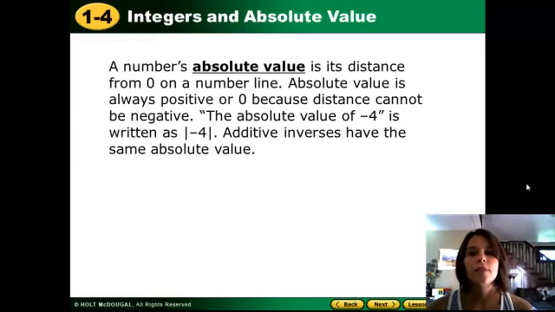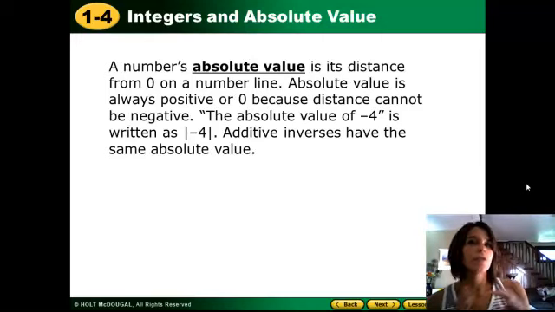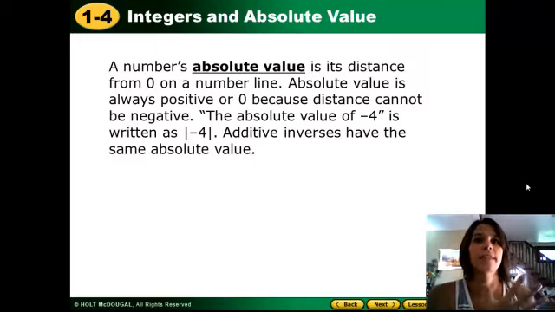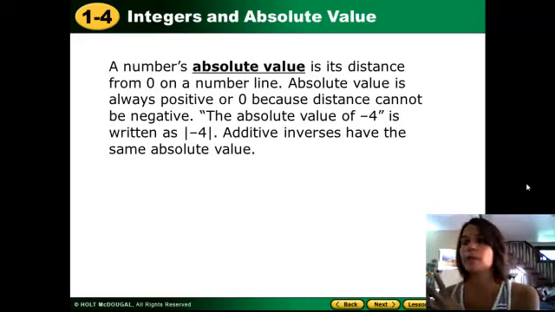The absolute value of -4 is written as those double bar lines around -4. The additive inverses have the same absolute value. So if I stand here and I move to the right 5 steps, if I just want to know the distance, that's 5 steps. I could also stand in the middle and move to the left 5 steps, but if I just want to know the distance, that's 5 steps. Direction is the positive or the negative.